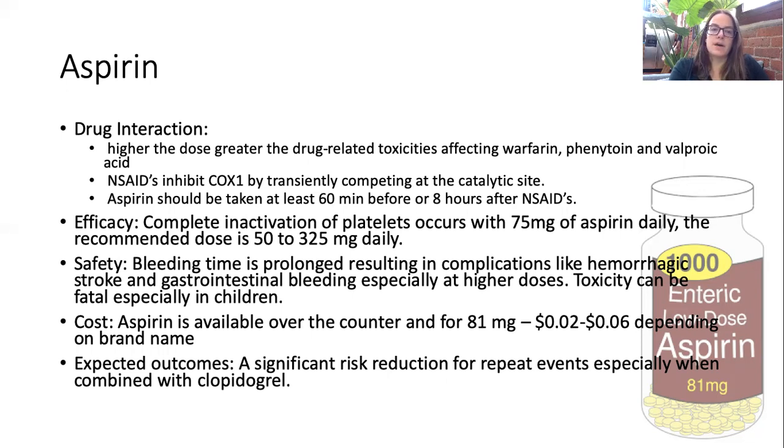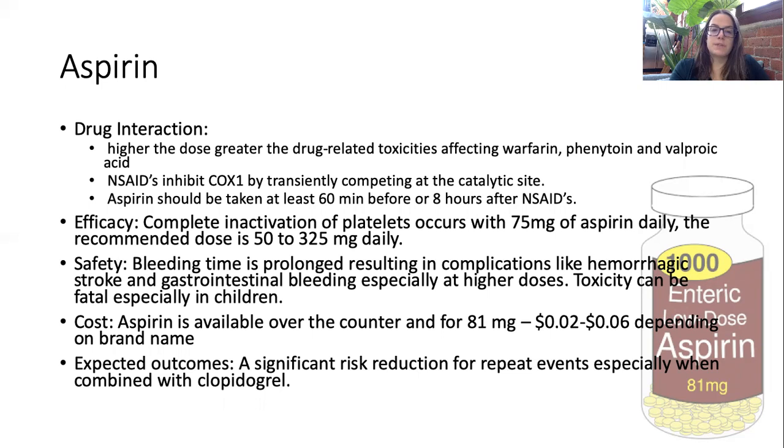Efficacy. Aspirin results in the complete inactivation of platelets with at least a 75 milligram daily dose, making the recommended dose between 50 and 325 milligrams daily. Safety. With aspirin, bleeding time is prolonged and can result in complications like a hemorrhagic stroke, gastrointestinal bleeding, especially at higher doses. And for overdoses, toxicity can be fatal, especially in children.